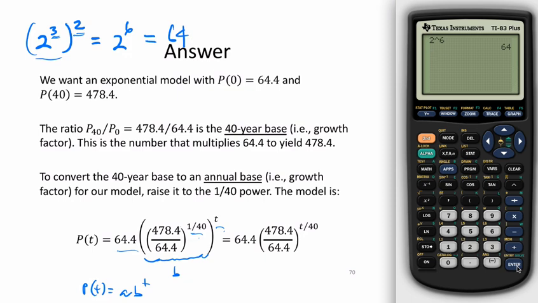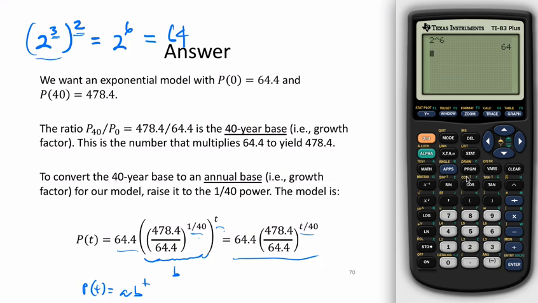1/40th times t is t over 40, and so this whole thing looks like that in a simpler form. And more commonly, that's an easier form, for example, to put in your calculator or to work with. So either one of these forms is okay. They're just algebraically equivalent ways of expressing the same thing.